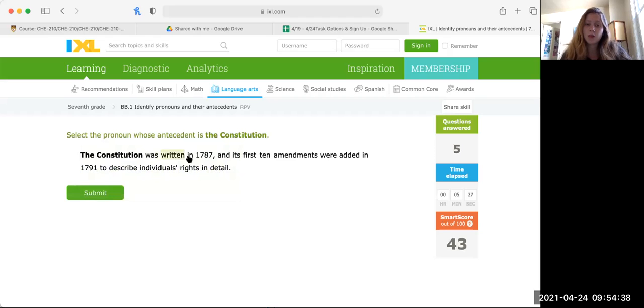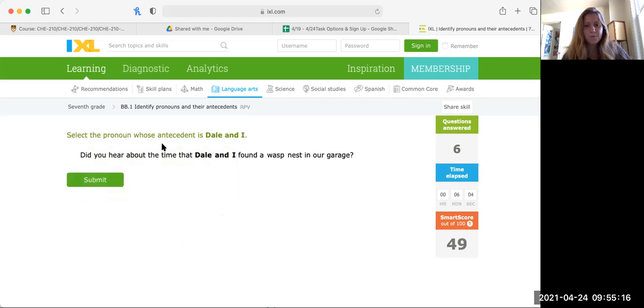The Constitution was written in 1787, and its first 10 amendments were added in 1791 to describe individuals' rights in detail. What pronoun corresponds to the Constitution? That again is going to be its, because it's singular and it's also possessive, even though it doesn't have an apostrophe. That's just the way that it works. This of course only has one pronoun.